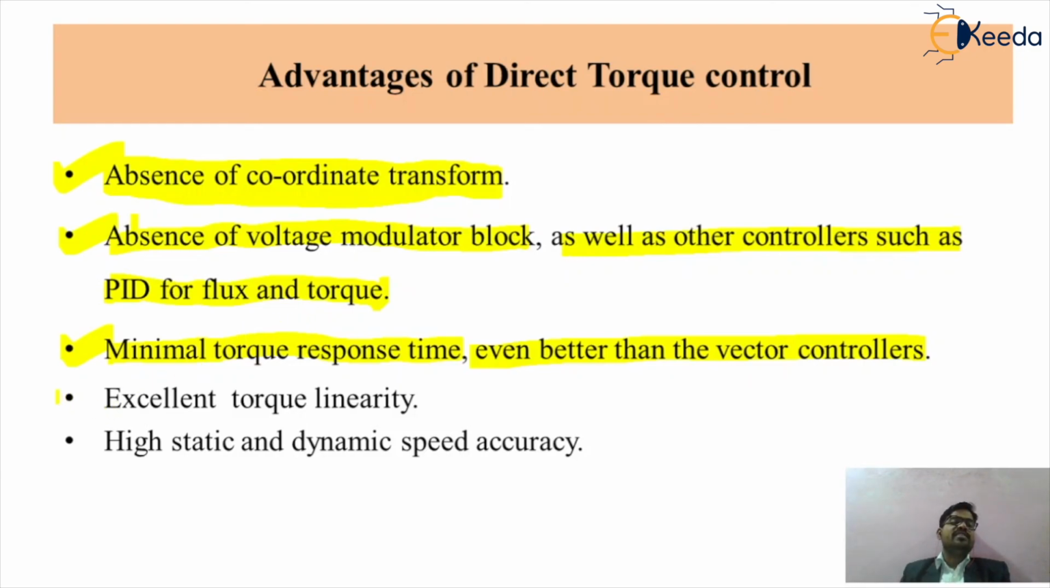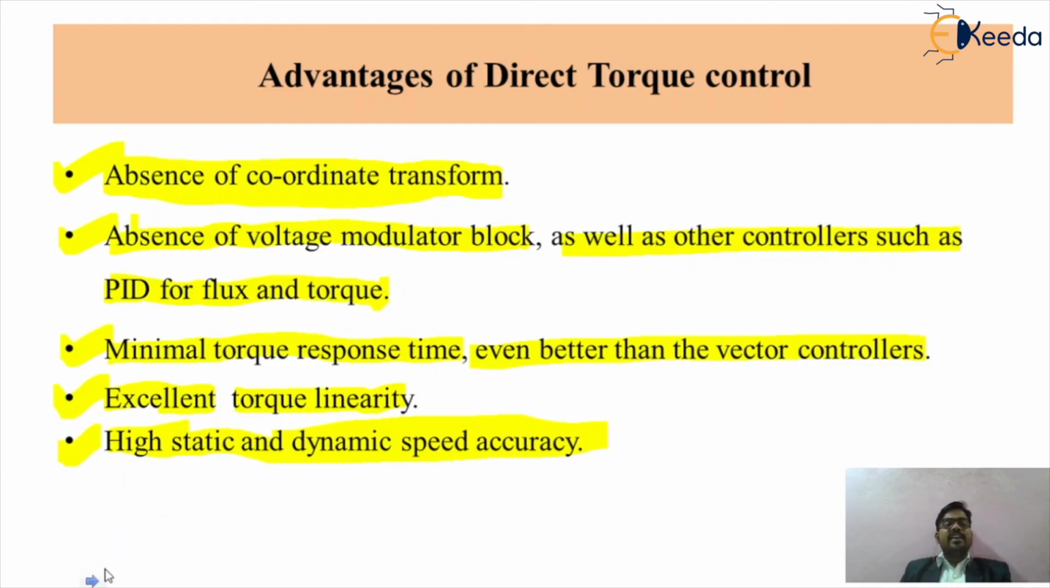Then the next advantage is the excellent torque linearity. By means of direct torque control, we can get a very excellent value of torque linearity. The next advantage of DTC is high static and dynamic speed accuracy, because as we have studied in the basic block, we can control the speed of the induction motor. By means of that, we get high static and dynamic speed accuracy of the drive. So these are some of the advantages of direct torque control.